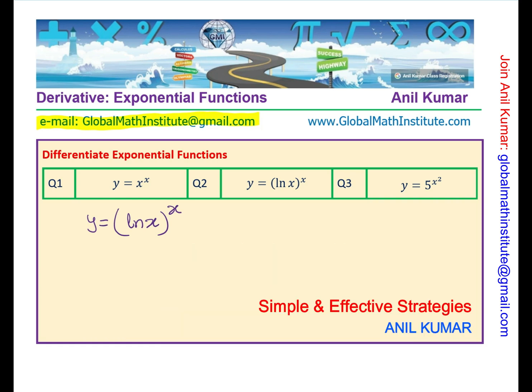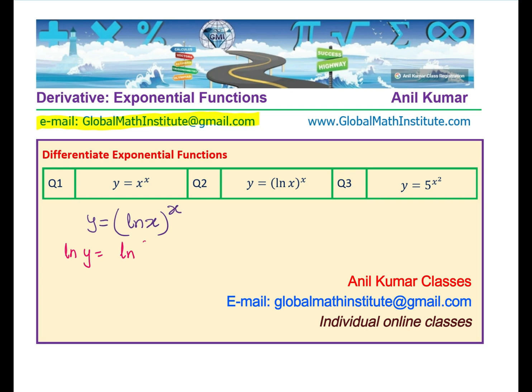So now tell me, what should be the strategy? So we have a variable with an exponent, right? So here you have to take natural log on both sides as we did earlier. So we'll have ln y equals ln x to the power of x, which means it is ln y equals x times ln x.